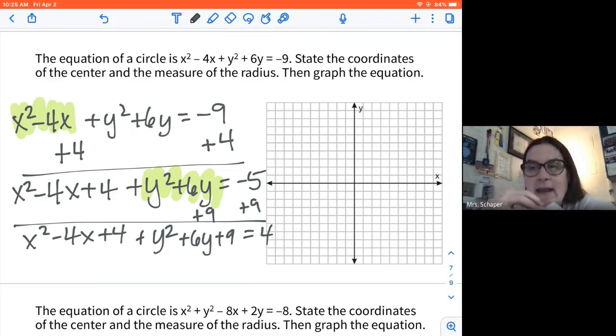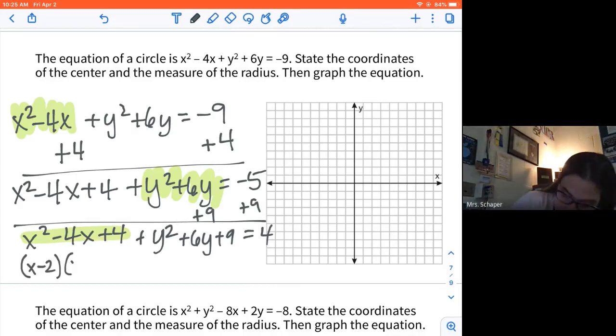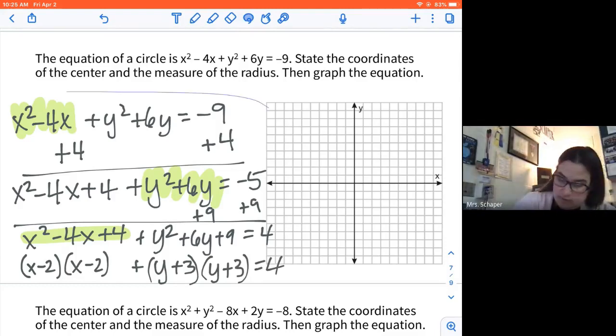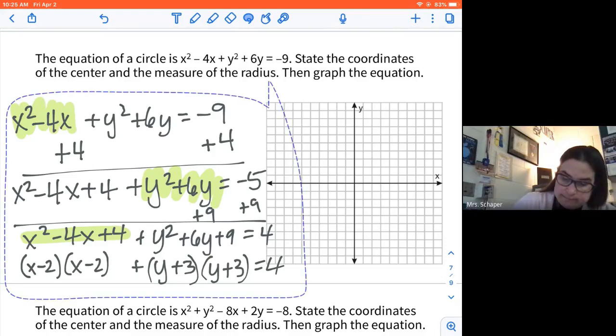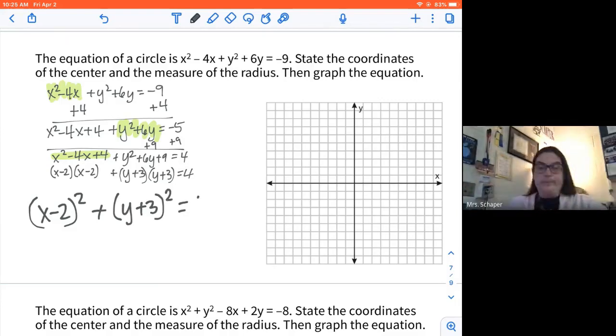Now I can take each of these sections and write them as a perfect square. This is going to be x minus 2 times x minus 2. This is going to be y plus 3 times y plus 3 equals 4. So let me shrink this down a little bit so I can show you what we're going to do next. So this becomes the quantity x minus 2 squared plus the quantity y plus 3 squared. That equals 4. We use it from completing the square. We'll go through a couple more examples too.